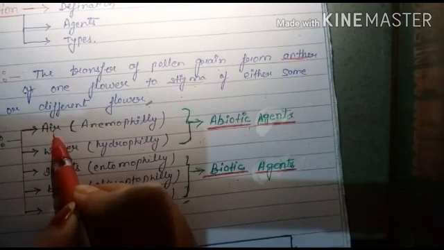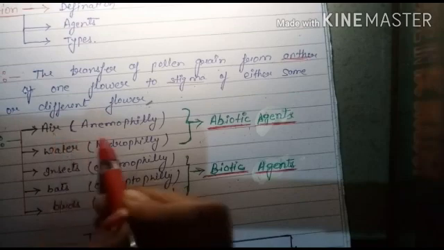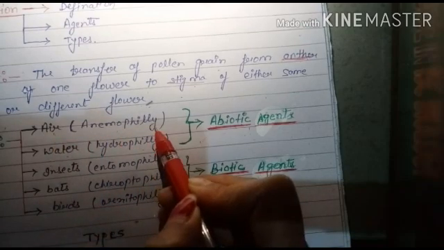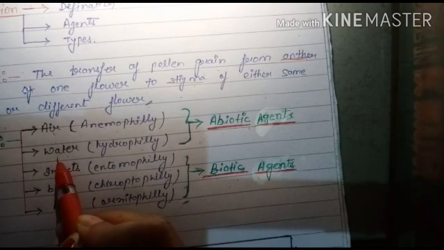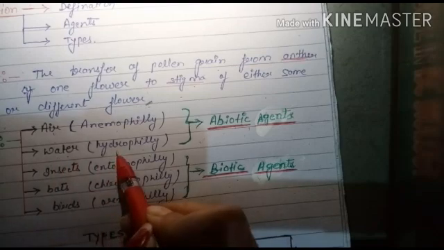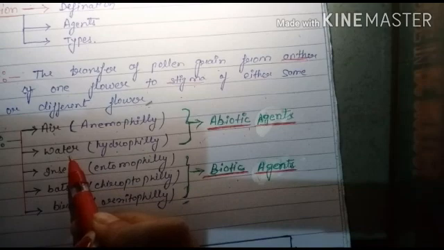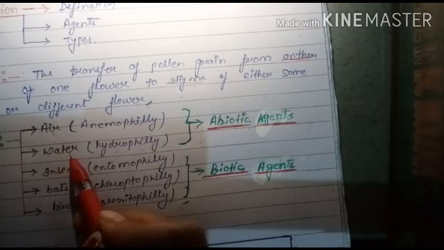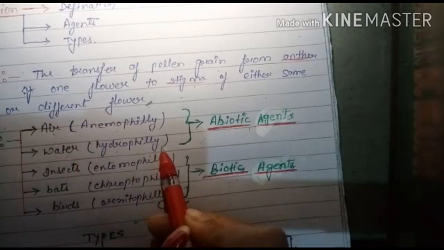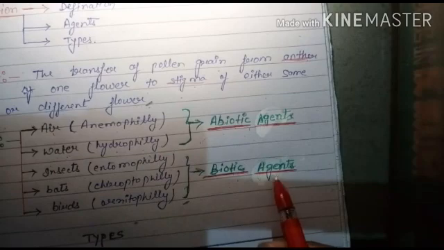Air. When the pollen grain is transferred with the help of air, that process is known as anemophily. The next one is water, and when the pollen grain is transferred with the help of water, it is known as hydrophily. This type of agent is usually used by plants which live inside the water. In that type of plant, they use water as an agent for the pollination process. The next one is biotic agent.